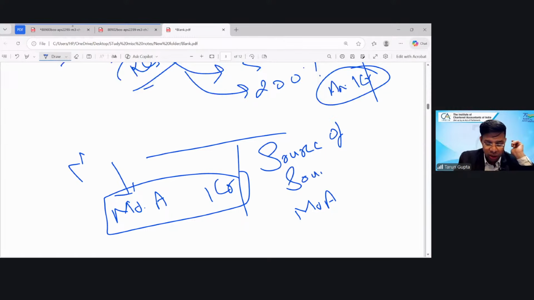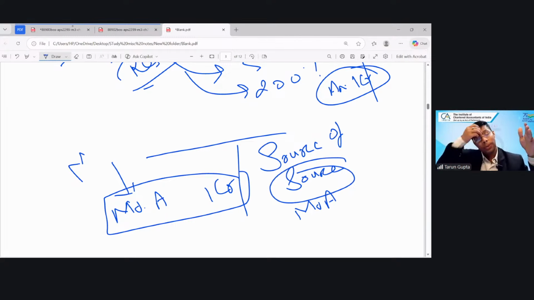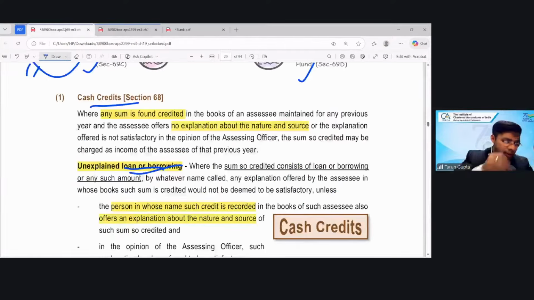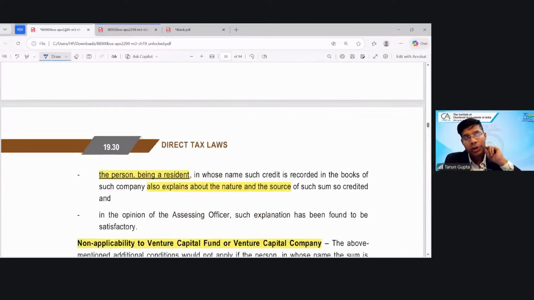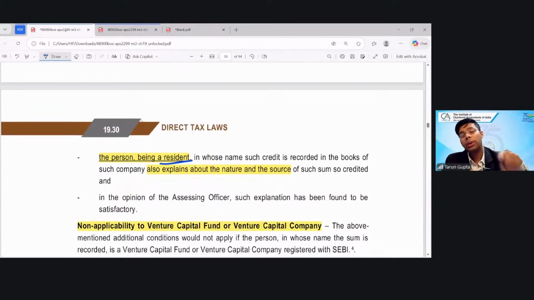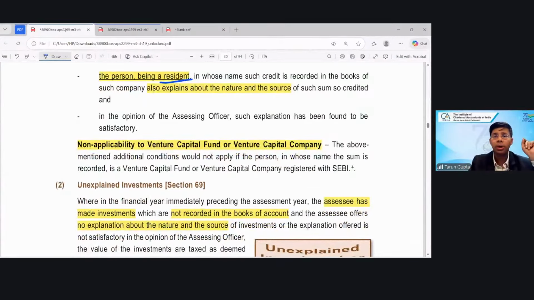So you have to explain the source of source. You explain your source, which is Mr. A, but you have to explain the source of Mr. A as well. If you could not explain the source of source to the satisfaction of the AO, then this rupees 1 crore shall be taxable in your hands under section 68 at the rate of 78%. If such credit is in the nature of share capital or premium, then if the shareholder is a resident, again you need to explain the source of such amount in the hands of such resident. However, this provision is not applicable if the shareholder is a venture capital company or venture capital fund.